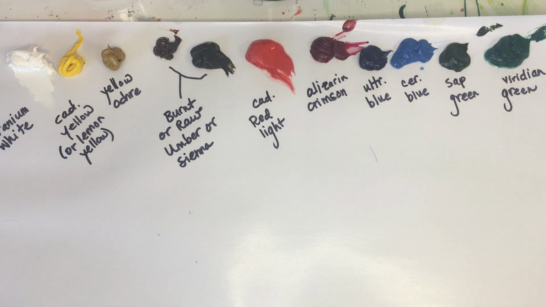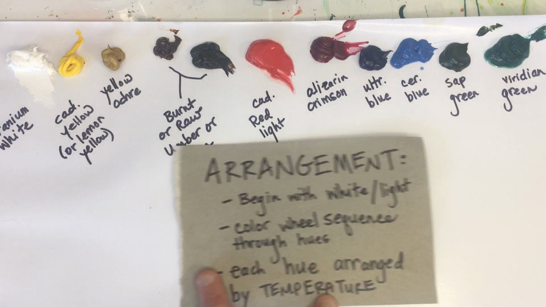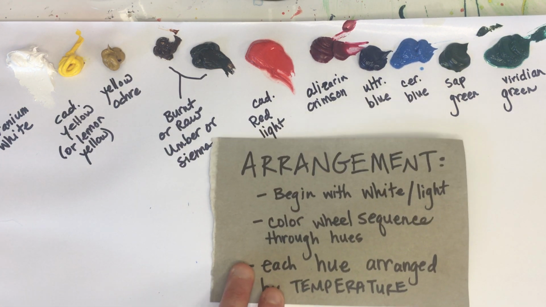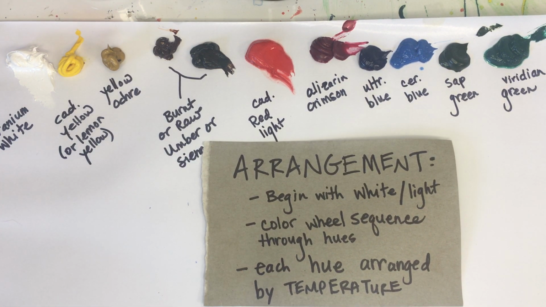I would suggest you take a screenshot of this layout, and should you want to, actually, maybe take a screenshot of this. So the arrangement of these colors on the palette, you begin with white, which is the lightest. You follow the color wheel sequence through all of the hues. Each hue arranged by temperature. And I've given you kind of a model of how I do that.